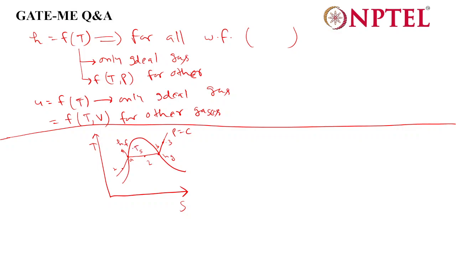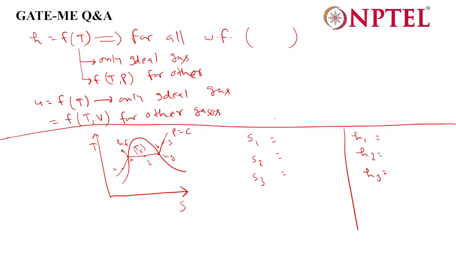Yes. So can you calculate entropy at S1, entropy at S2, entropy at S3? Similarly, enthalpy at H1, enthalpy at H2, enthalpy at H3. Would you be able to calculate or not? Yes, sir. Because it is a constant pressure line.